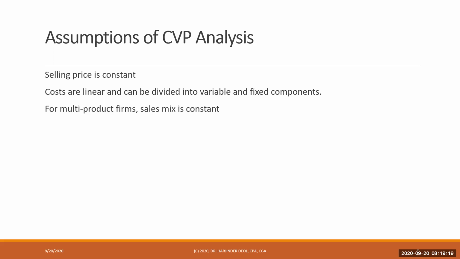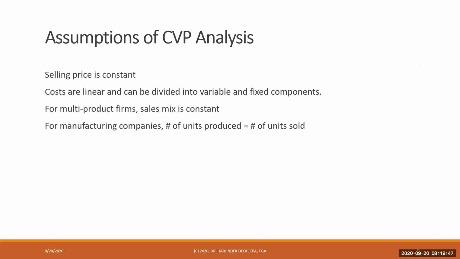For companies that have more than one product, the assumption made is that sales mix is constant. In this course, in Accounting 3224, we actually do not get into the multi-product firm analysis. So this assumption for us does not apply.